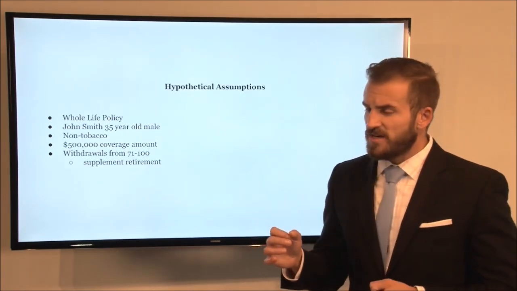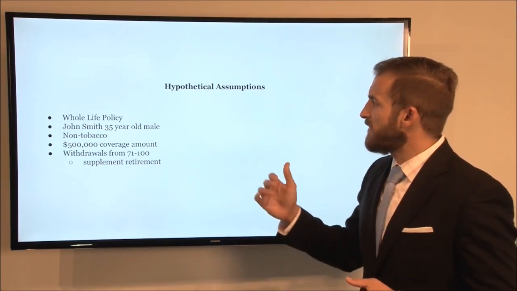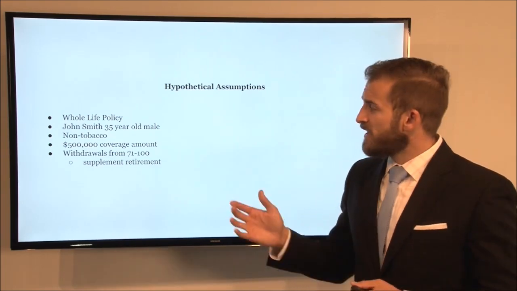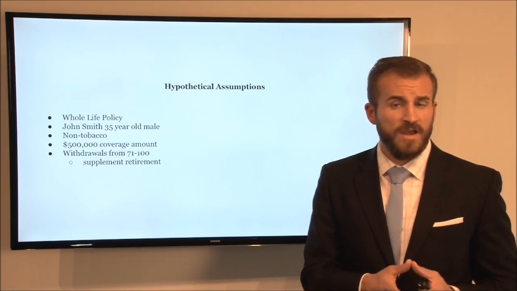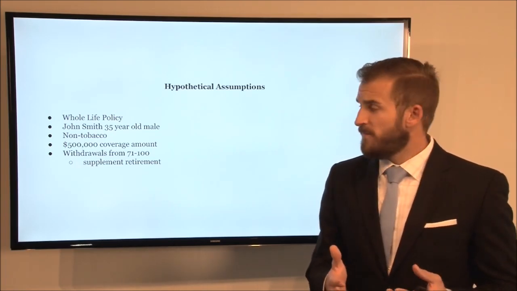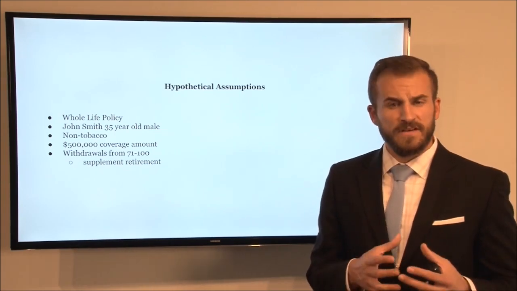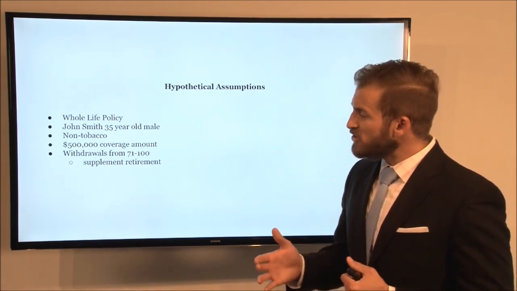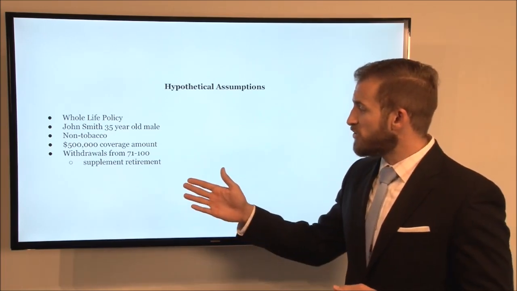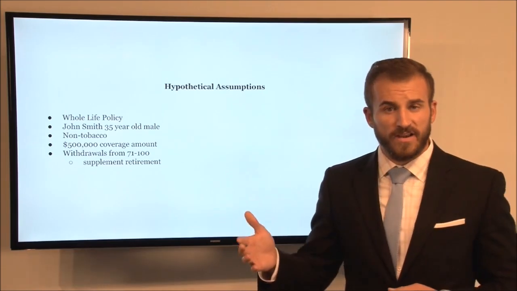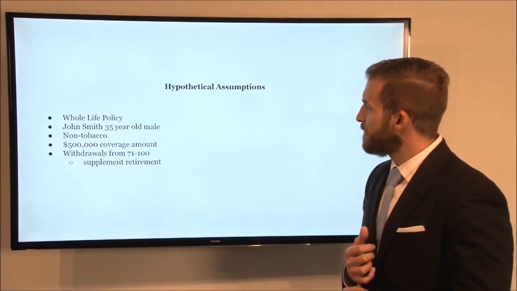So in this illustration, this is a generic illustration from XYZ company, but there are certain hypothetical assumptions that we've made already. This is a whole life policy that we're showing for John Smith. John Smith's a 35-year-old male, doesn't smoke, so we're doing a non-tobacco rating. It's for $500,000 in coverage. Obviously, that coverage amount would be different depending upon who your client is. And again, painting that picture for the client who's purchasing the premium, we're going to show withdrawals from age 70 to age 100. This money will help supplement retirement, but we'll explain that a little bit further.